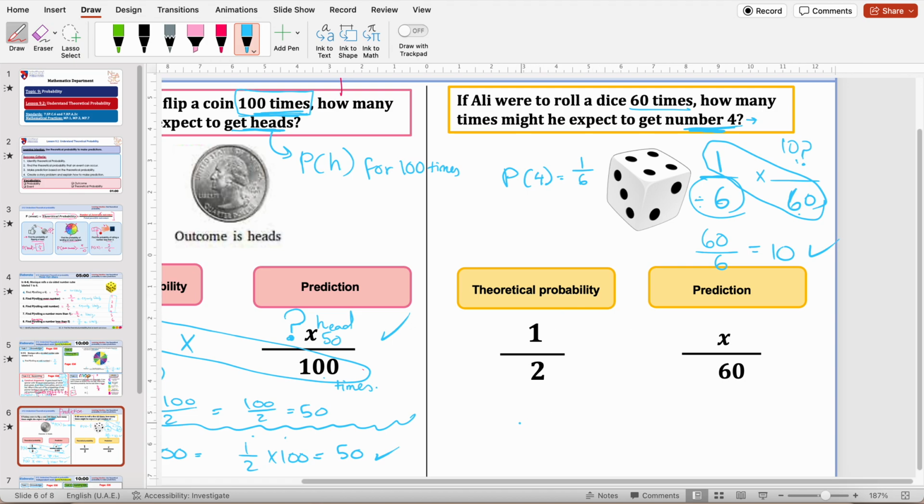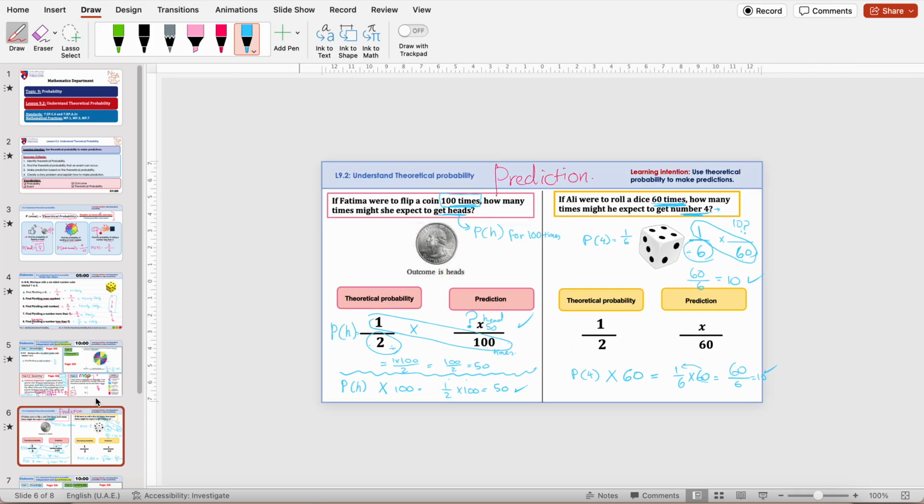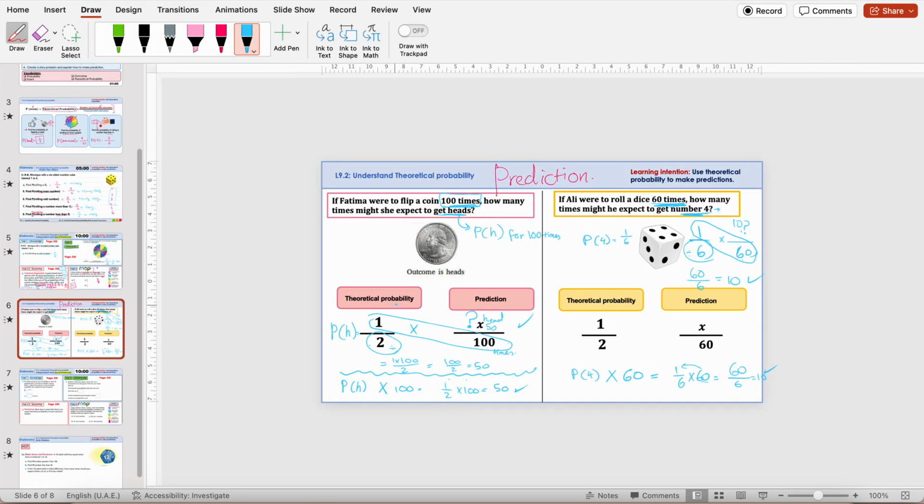The other way is just the probability of getting number 4 times how many times you're going to repeat your experiment, 60 times. So the probability of getting number 4 is 1 out of 6 times 60, which is basically multiplying the 60 with 1, 60 out of 6, which is 10. The same. Okay? That's it. So for prediction, you will use your theoretical probability and multiply it by how many times you're going to repeat it. Okay?